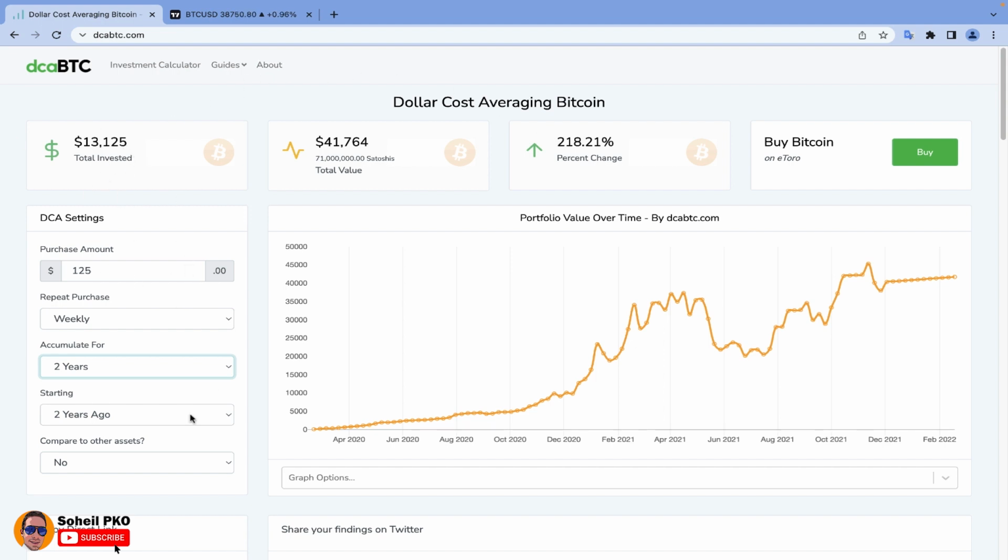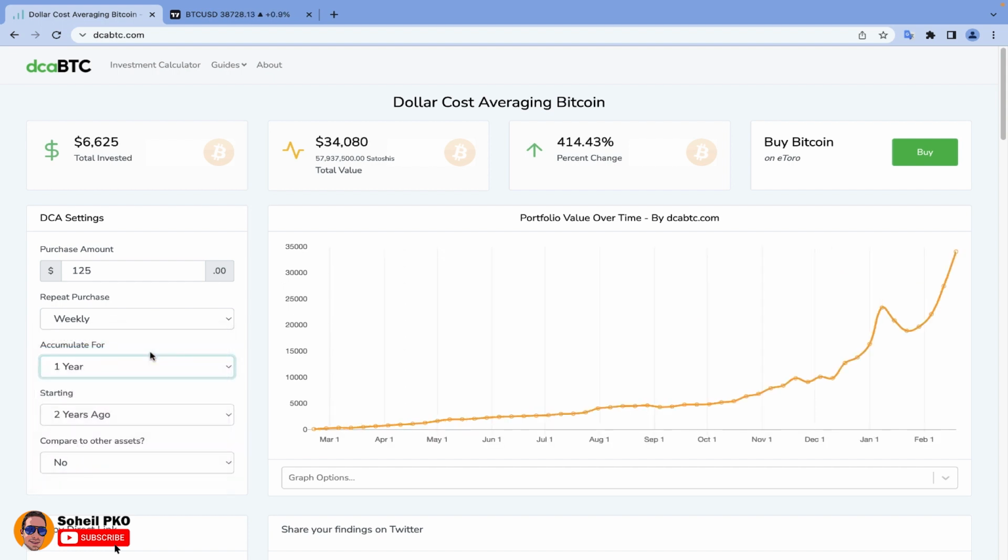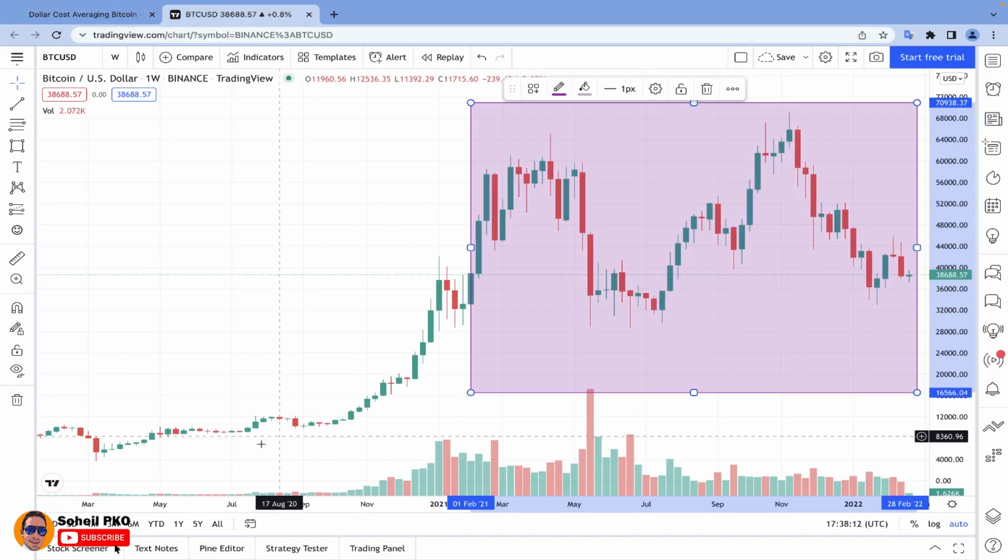And for this example that you started 2 years ago, if you had this investment for 1 year, actually for the second year that the market was ranging, you stopped investing for any reason, the result would be even better, 414% profit, because in this period the market was in a very strong uptrend.